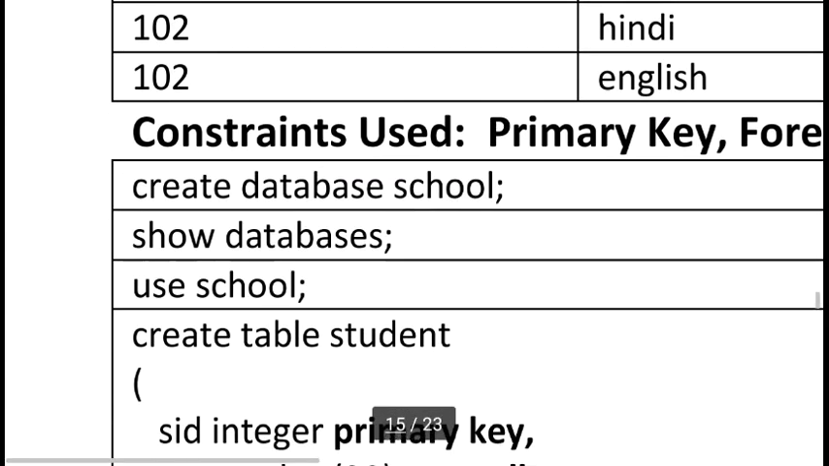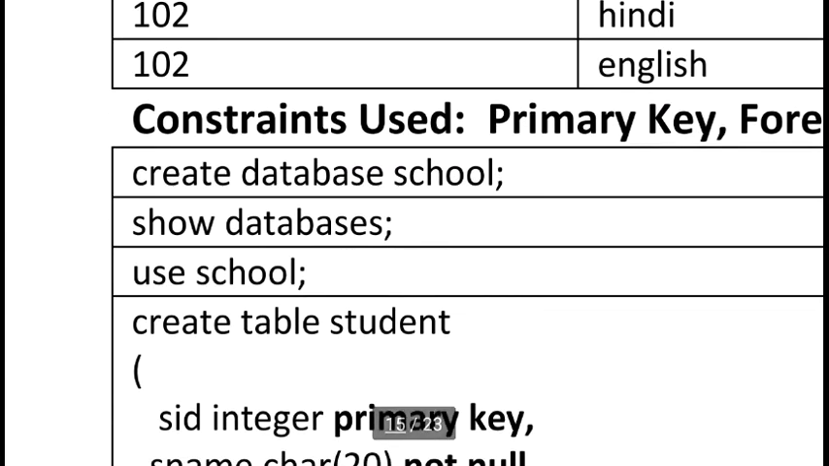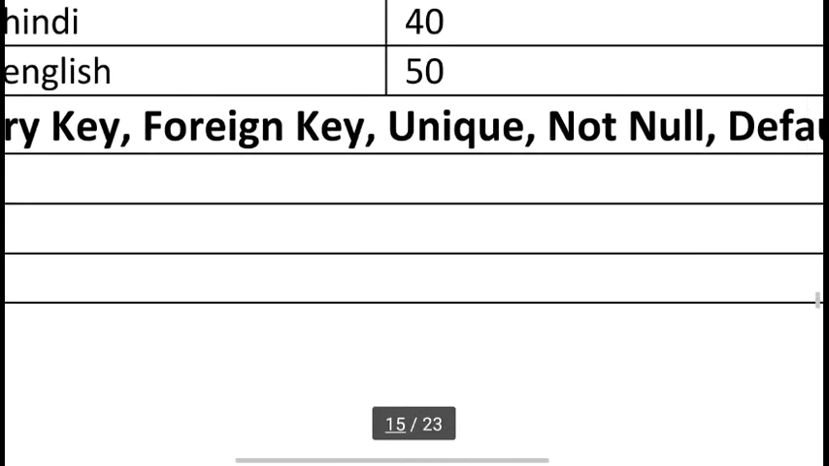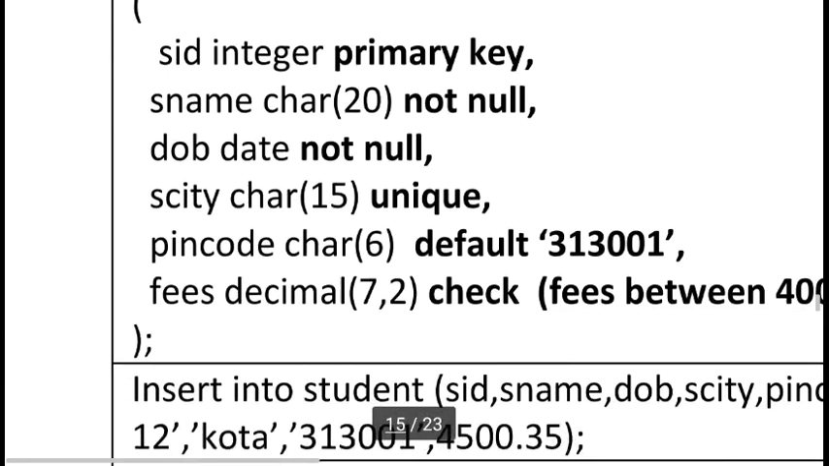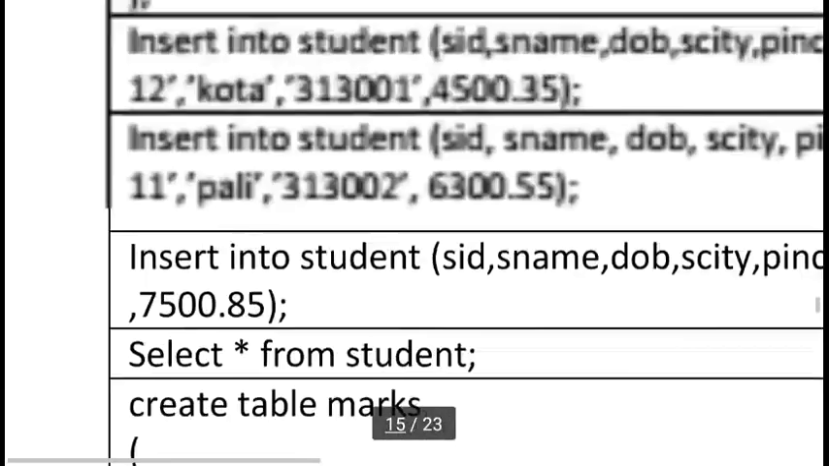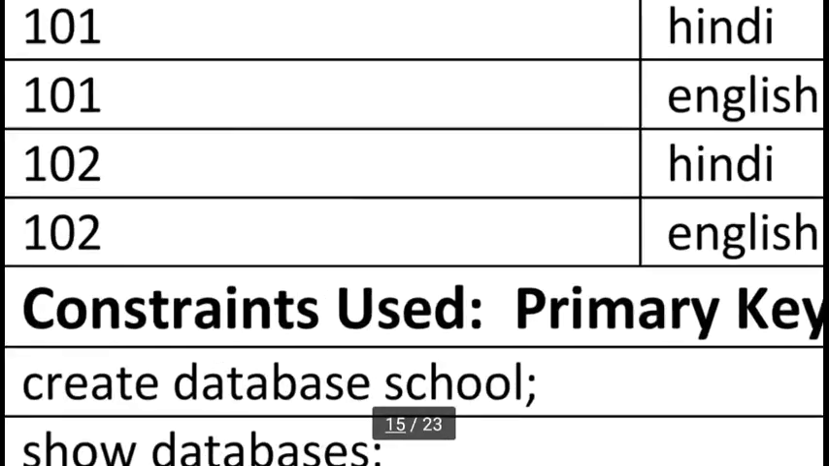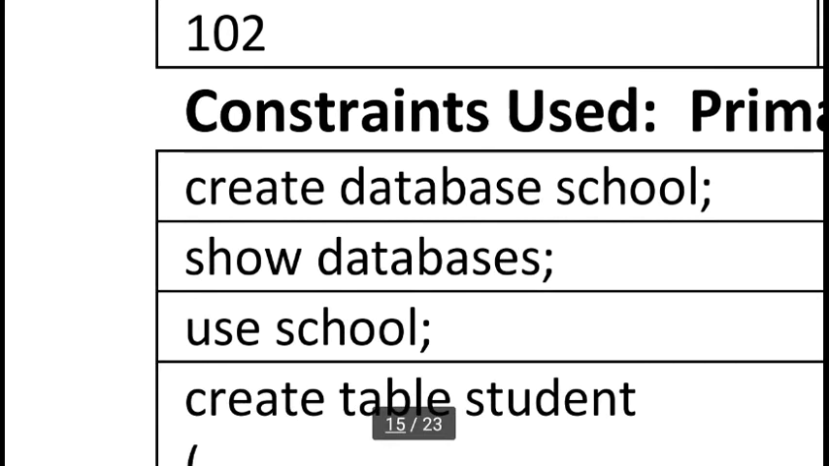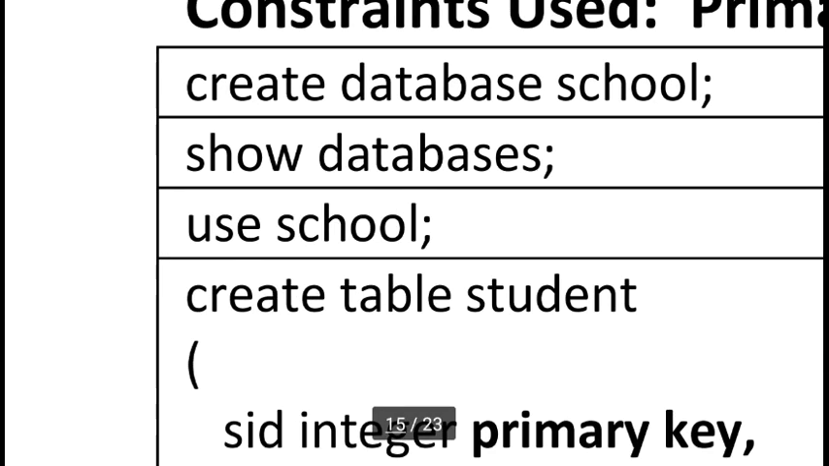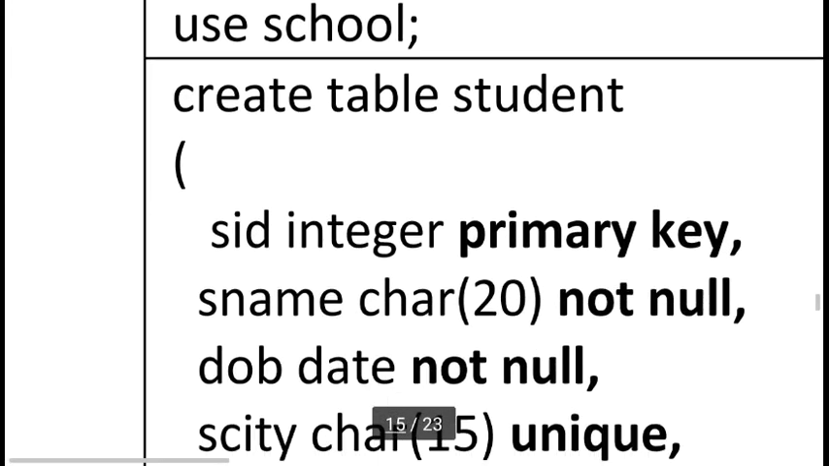Now practically we can cover all the things. How can we perform primary key, foreign key and unique practically? These are the complete sample code you can see. First we use the database. The command is create database school semicolon. Show databases will display all the databases, so our school database is also shown. Then use school, so I want to open this database. In the database I want to create the student table.